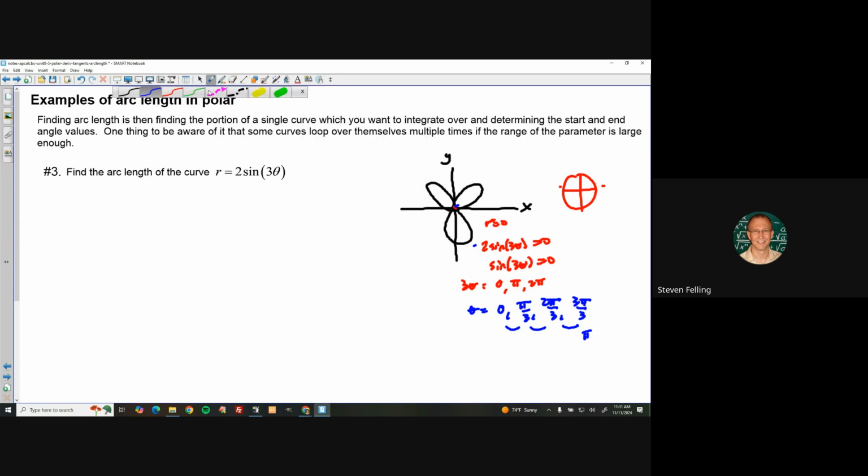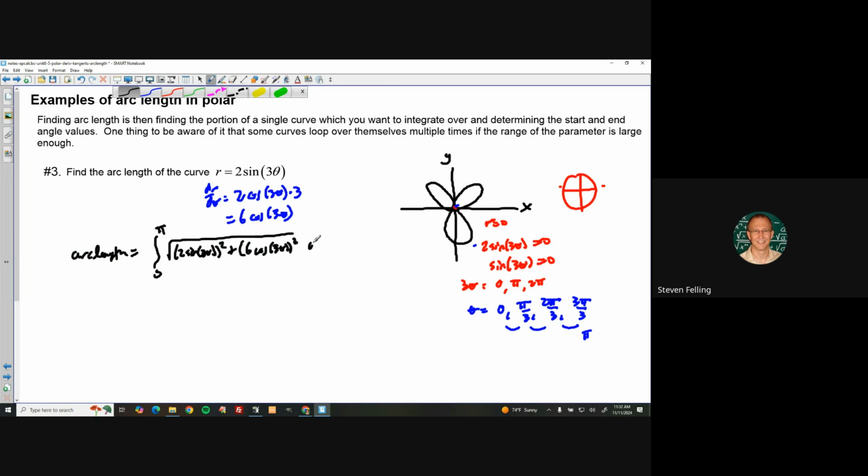All right, so I'm going to need the derivative. So let's find the derivative dr d theta. Okay, 2, the derivative of sine is cosine of 3 theta times the derivative of the inside, so it is 6 cosine of 3 theta. We can therefore make the integral, which is an integral we now know from 0 to pi of the square root of the r equation, 2 sine of 3 theta squared, plus the derivative equation squared, integrated over d theta. And if you put this in a calculator, you get that it's 13.365.